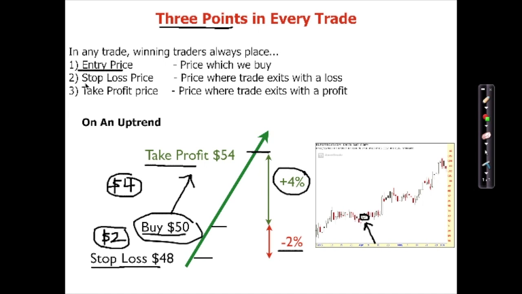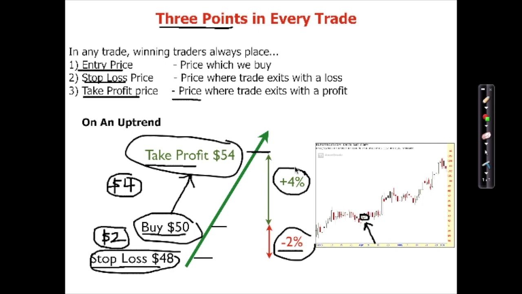You have got the stop loss price, which is the price where the trade exits with a loss. And when that happens, you risk 2%. And the take profit price, which is the price you exit with a profit, will represent 4% of your capital. So this is what you do when the price is on an uptrend.